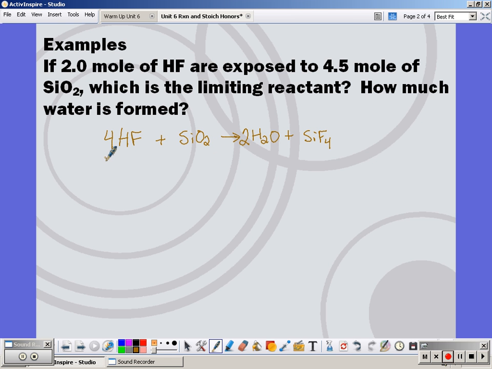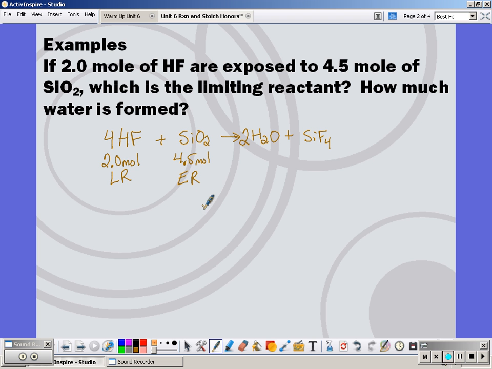So we have 2 moles of HF, and we have 4.5 moles of SiO2. The first part of the question wants me to figure out which one is a limiting reactant. So I need to make sure that I'm in moles, and we're in moles, 2 moles and 4.5 moles. So now in our head, we're going to divide by the coefficient. So 2 moles divided by 4 gives me 2. 4.5 divided by 1 gives me 4.5. The one that's the smaller amount is the limiting reactant. So that would be HF. So we can say HF is our limiting reactant, which makes SiO2 the excess reactant.